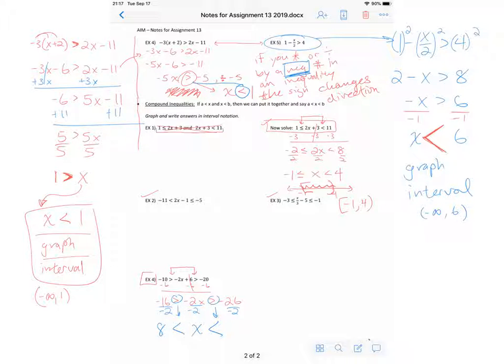X, 8, 13. And then yes, you can graph this again. And you can put it in interval notation. I hope that is a pretty good crash course on how inequalities work, linear inequalities, interval notation, graphing, all of it.